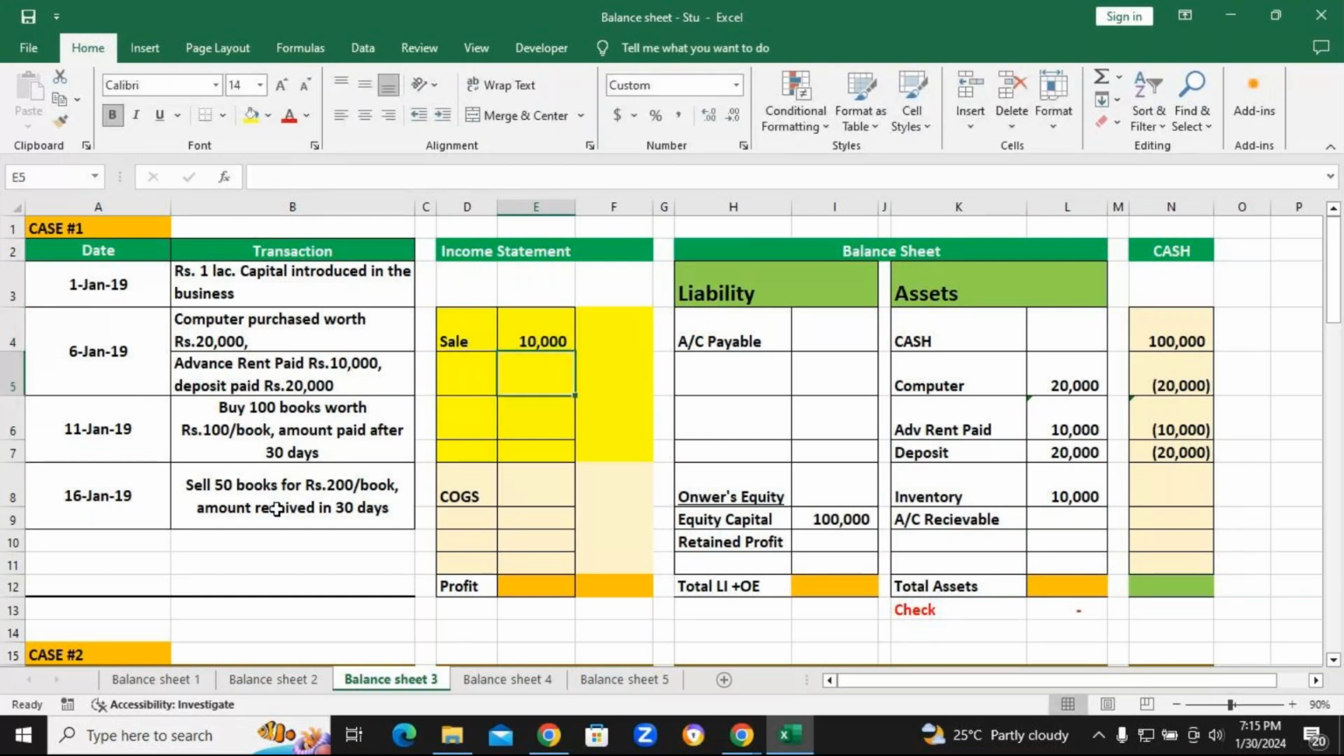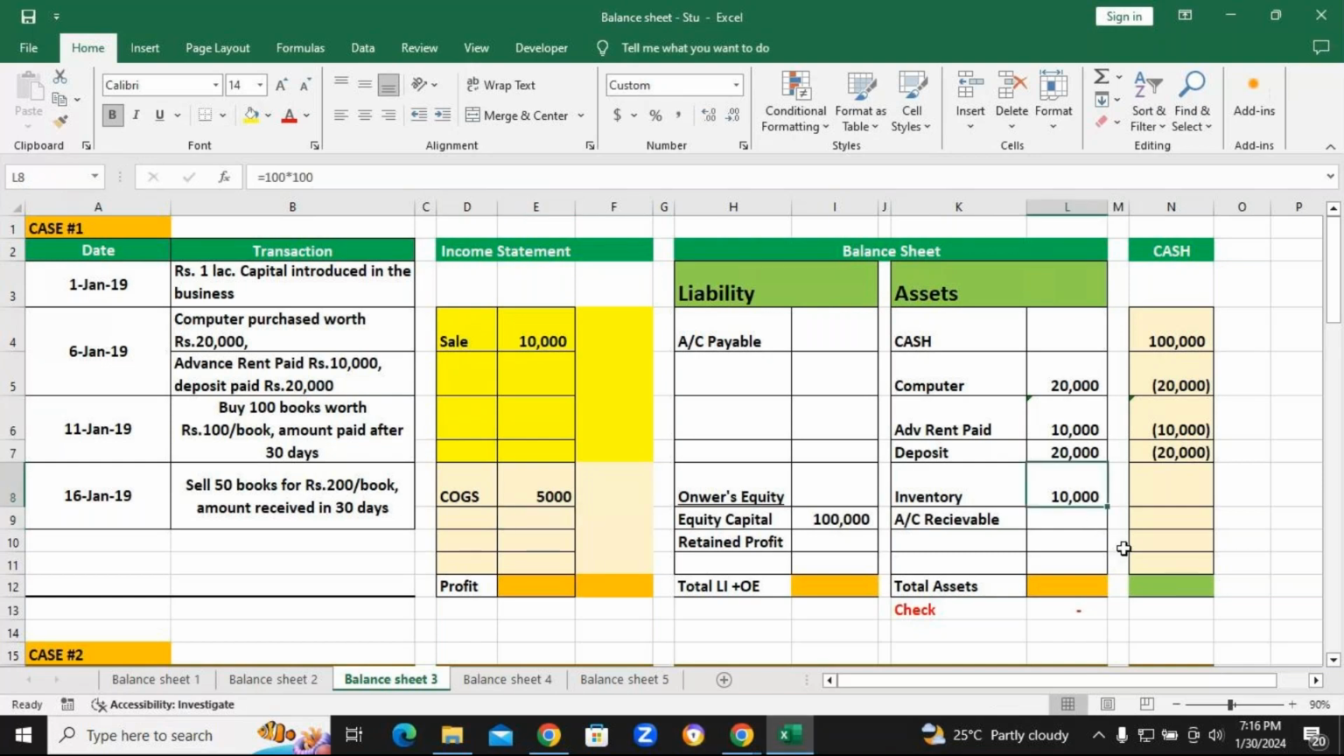Now cost of goods sold. What did I tell in yesterday's class? Cost of goods sold means: 50 books I have sold, so to sell those 50 books, what was the cost I incurred to buy those books? That is 100, so 50 into 100. I need to consider the quantity of books that has been sold, that is 50 books, and the cost I incurred to buy them, 100 rupees. So 50 into 100. Once this is put, I have to put it in my inventory.